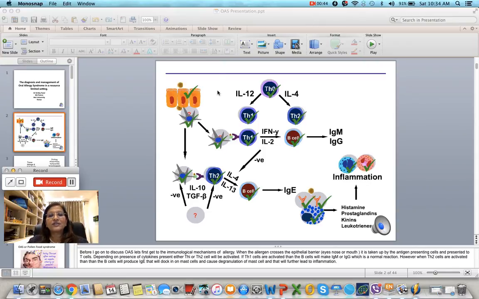When the allergen crosses the epithelial barrier, and it could be the eyes, the mouth, the nose, the epithelial barrier, the allergen is taken up by the antigen presenting cells and presented to the T cells. Depending on the presence of cytokines, if it is IL-12, Th1 T cells would be activated, and if it is IL-4, Th2 cells will be activated.